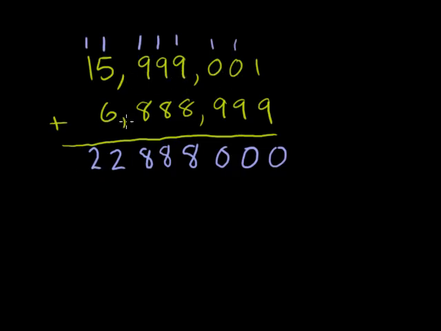15,999,001 plus 6,888,999 is 22,888,000. So, you just saw we're doing 7 and 8 digit number additions. But you could apply this if I had a number with 100 digits in it. You could do the exact same thing. You just have to start at the right, go column by column, and if you end up with a two-digit answer when you add the two one-digit numbers, you just carry the tens place. You just keep doing that and work your way left. And if you make no errors, you'll get the right answer.